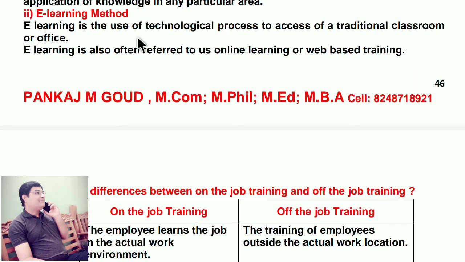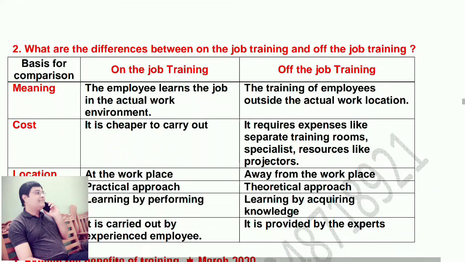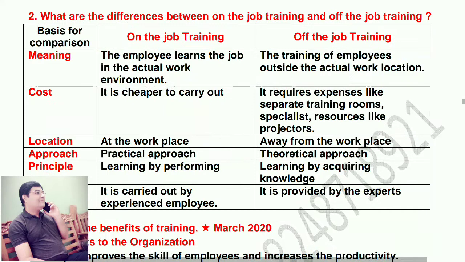E-learning method. E-learning is the use of technological process instead of a traditional classroom or office. E-learning is also often referred to as online learning or web-based training. So, online learning or web-based training is known as e-learning method. So, with the help of internet, you can learn. Next question. What are the difference between on-the-job training and off-the-job training?